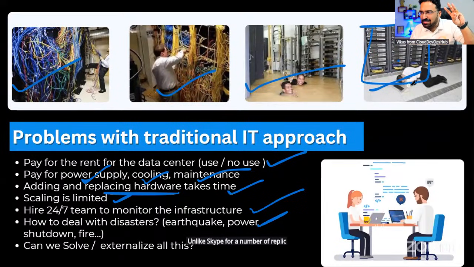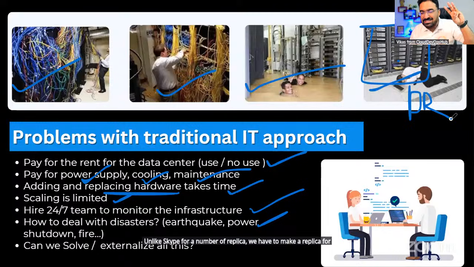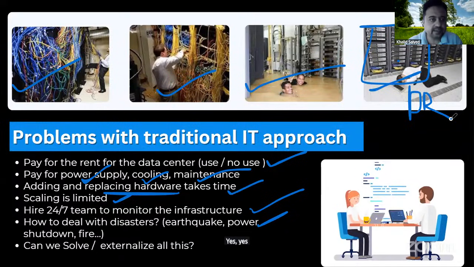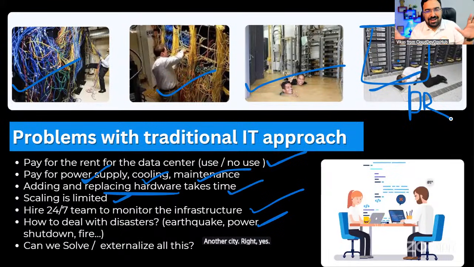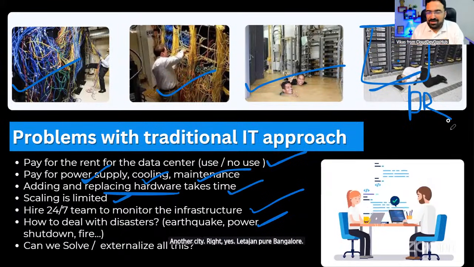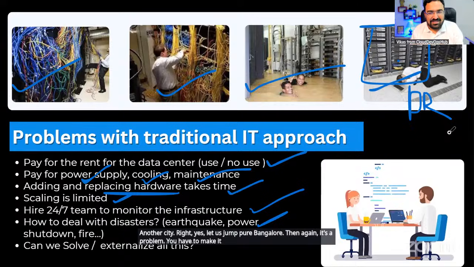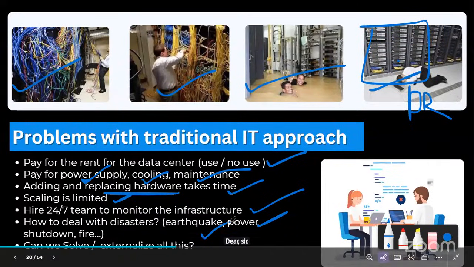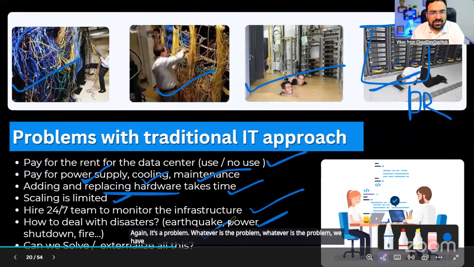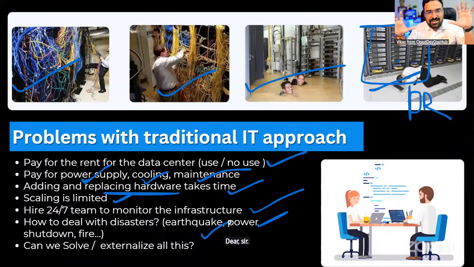We have to make a replica for DR also in a different location, right? Yes, another city. Let's assume the lights go out in all of Bangalore, then again it's a problem. So you have to make it in a different city. Whatever the problem is, we have to solve it. Guys, you are realizing the problems?